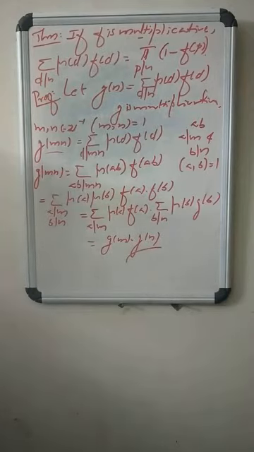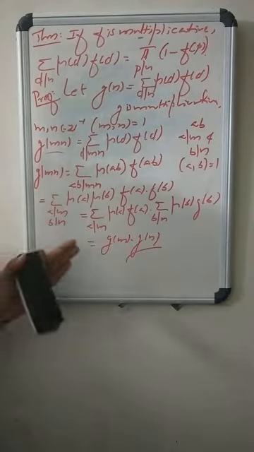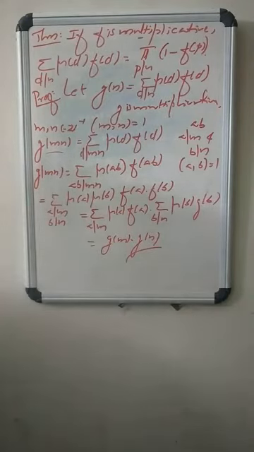When we define g of n equals sigma over d divides n of mu of d into f of d, and it is given f is a multiplicative function. Moreover, we know that mu is multiplicative. Then by using those arguments, we can immediately conclude that g is also a multiplicative function.